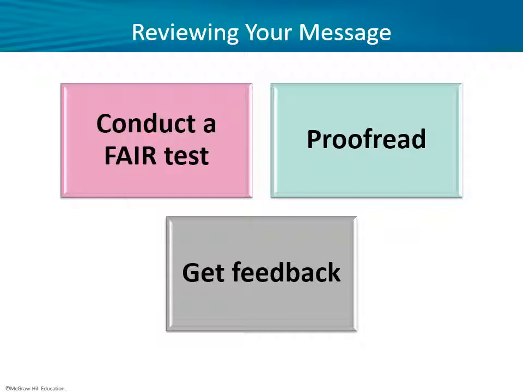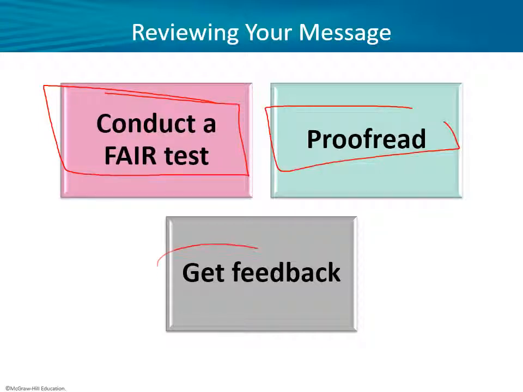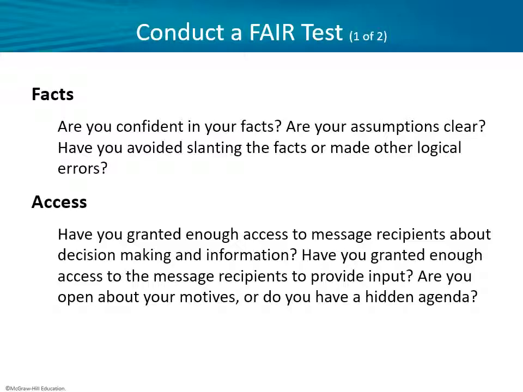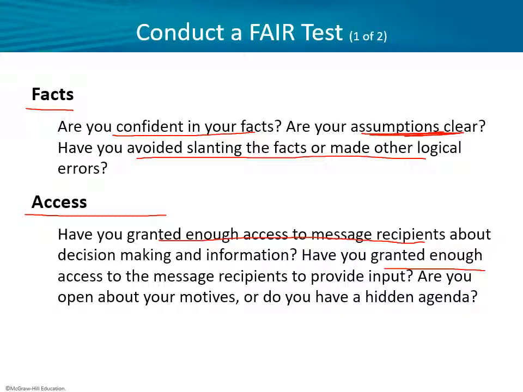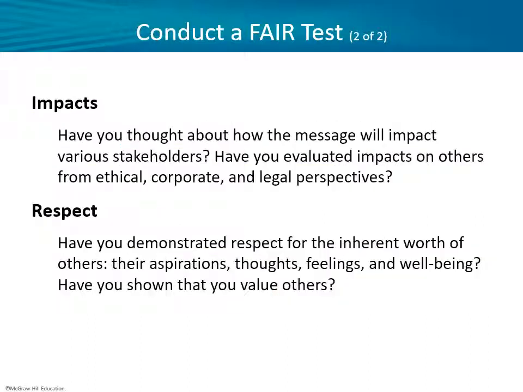Okay, to review the message, we'll talk about conducting the FAIR test, proofreading, and then getting the feedback. As you'll probably recall, I kind of doubt it, but maybe you'll recall what FAIR stands for. First is the facts. Are we confident in the facts? Are we clear about our assumptions? Have you avoided slanting the facts, making other logical errors? Access. Have we granted enough access to message recipients about decision-making information? Have they had enough time to look at it and review it, given a chance to provide input on it? Are your motives clear?